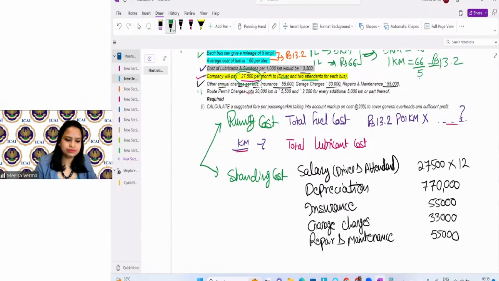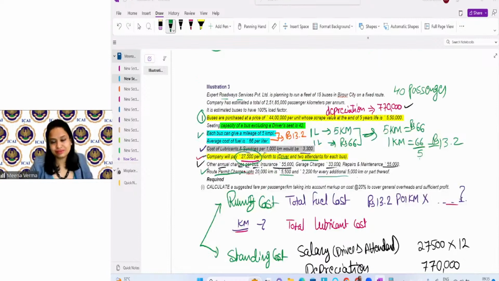The last line. The route permit charges up to 22,000 kilometer is this. Again, I need to find the kilometer traveled by the bus. Now I need to find out what kilometer the company is traveling annually, the entire 1 year. You can see other information I can write with kilometer. All right. Now let's see what kilometer the company is traveling over the entire year.